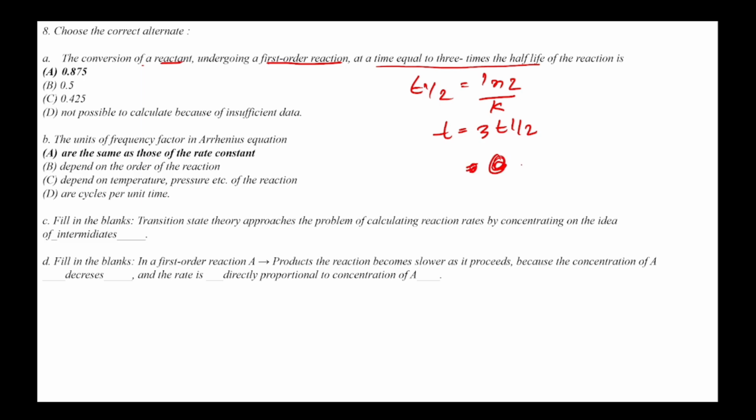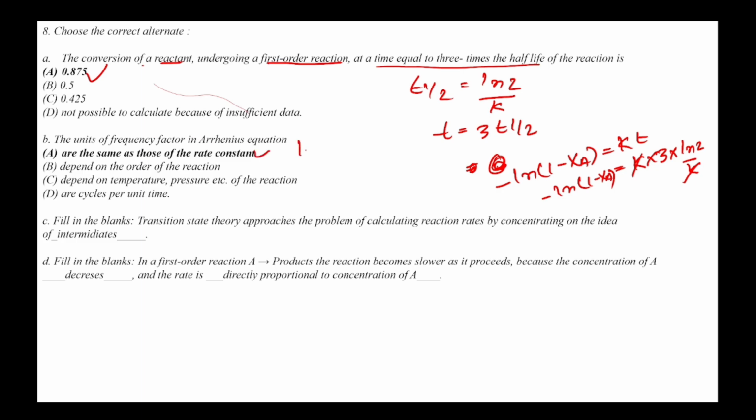Okay, first order reaction conversion is given by minus ln(1 minus xA) is equal to kt. So kt is 3 into ln 2 by k times k, minus ln(1 minus xA). So this will be 0.875. Okay, so 0.875.